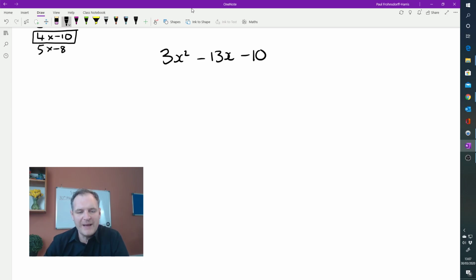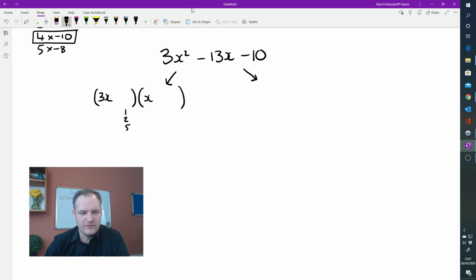There are two methods I'm going to show you here. The method I used when I was at school, and what I use now because I think it's better and more resilient. When I was at school, I did a method where I knew it was going to be double brackets. I looked at the 3 and went, well, that has to be 3x and x. And then I looked at the numbers and kind of just worked out my numbers to make minus 13 just by listing the possible numbers.